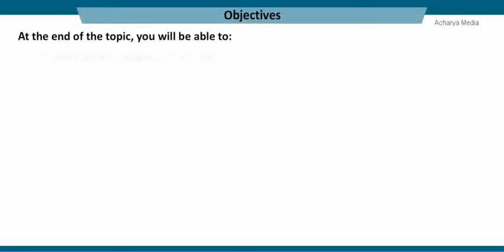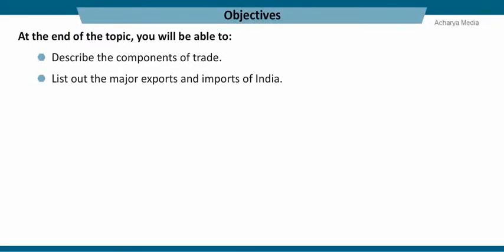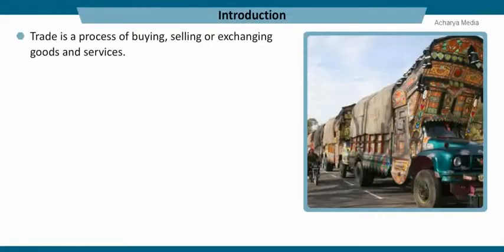At the end of the topic, you will be able to describe the components of trade, list out the major exports and imports of India, and explain India's international trade policy. Trade is a process of buying, selling, or exchanging goods and services.